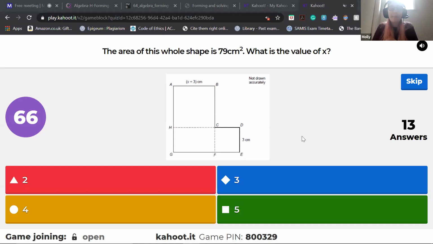I will let the whole time go down because I know this is a difficult one. So just think about, we've been given the area of the whole shape. So how are we going to express the area of the whole shape in terms of x? So give that a go and then see if you can solve it.